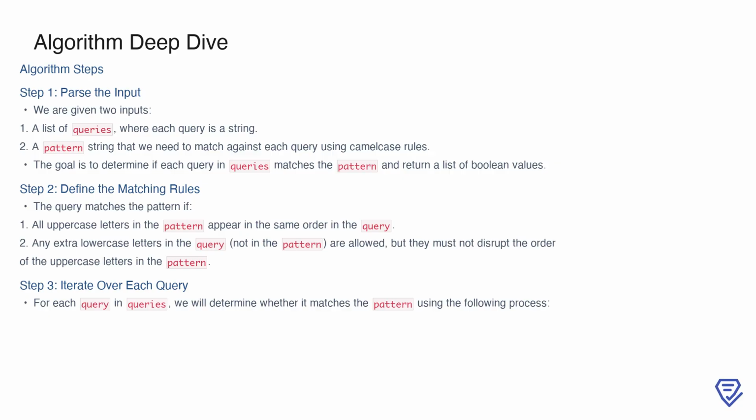Next, we define the rules for a valid match. First, all uppercase letters in the pattern must appear in the same order within the query. This ensures the structure of the pattern is preserved. Second, any extra lowercase letters in the query are acceptable, but they cannot interfere with the sequence of uppercase letters from the pattern. Finally, the approach involves iterating over each query and checking if it satisfies these conditions, which we'll break down step by step.